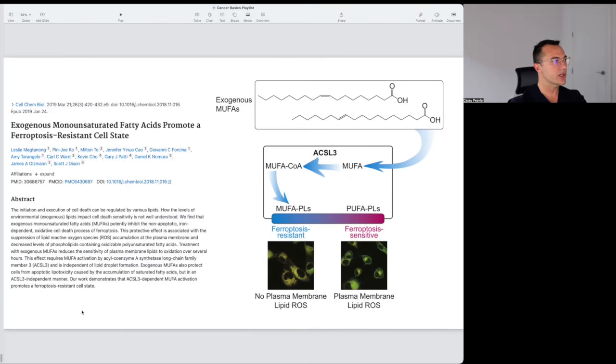Treatment with exogenous MUFAs reduces the sensitivity of plasma membrane lipids to oxidation over several hours. This effect requires MUFA activation by acyl coenzyme A synthetase long chain family member 3, ACSL3, and is independent of lipid droplet formation. Exogenous MUFAs also protect cells from apoptotic lipotoxicity caused by the accumulation of saturated fatty acids, but in an ACSL3 independent manner. Our work demonstrates that ACSL3 dependent MUFA activation promotes a ferroptosis resistant state.